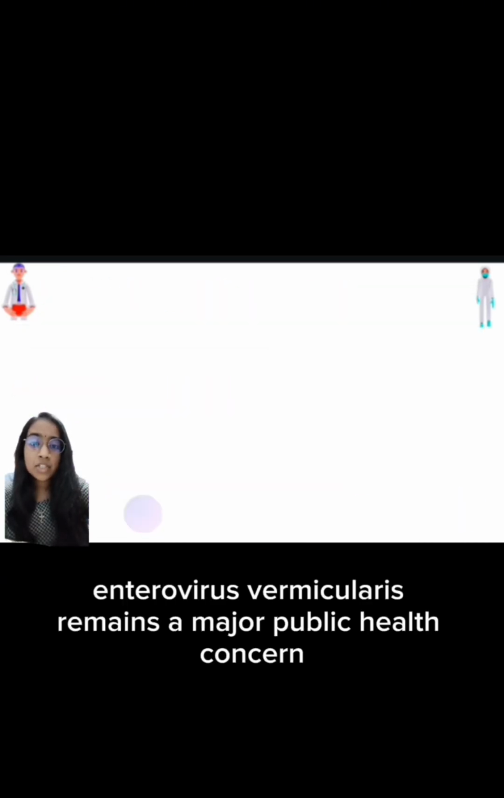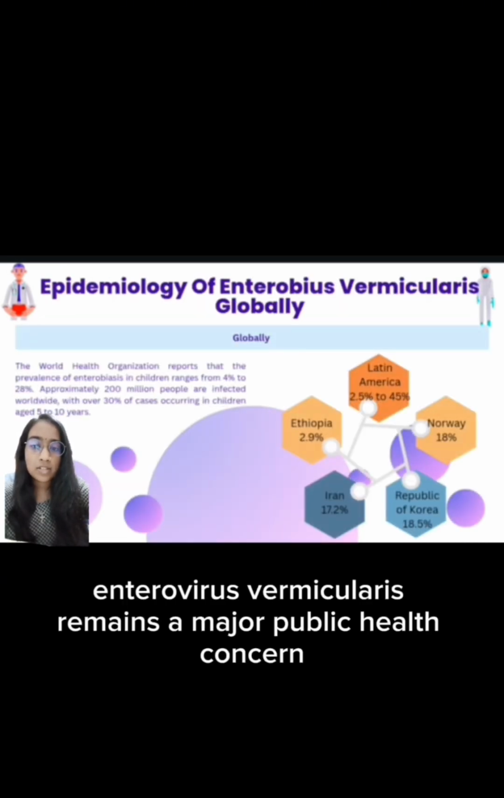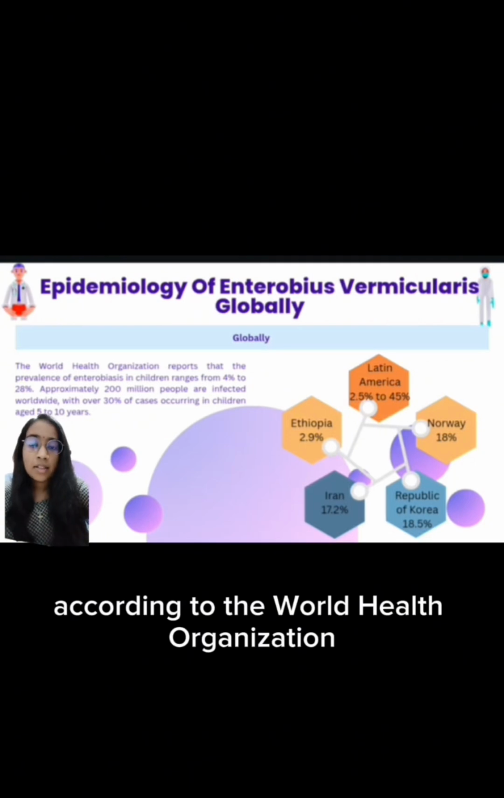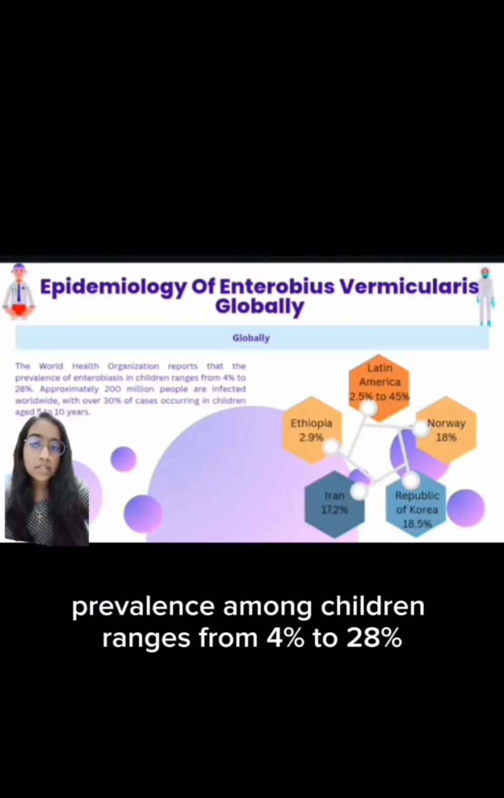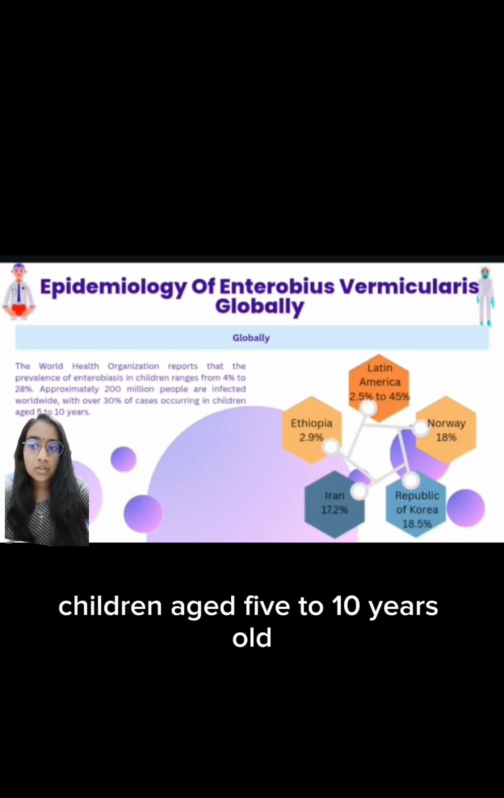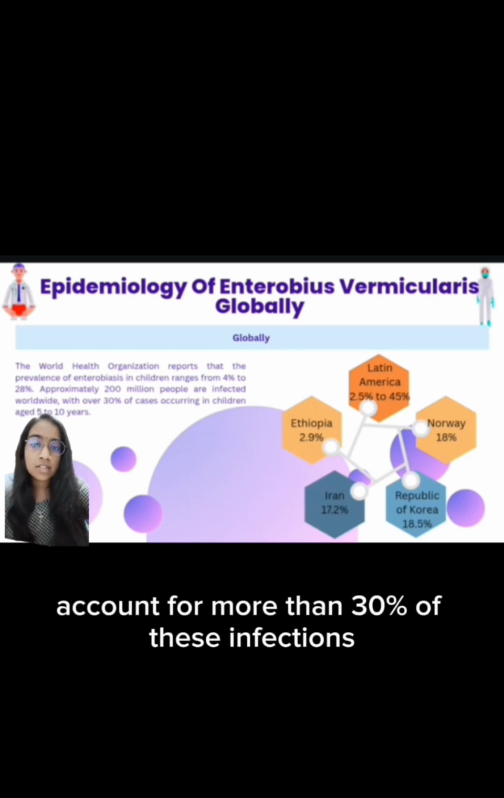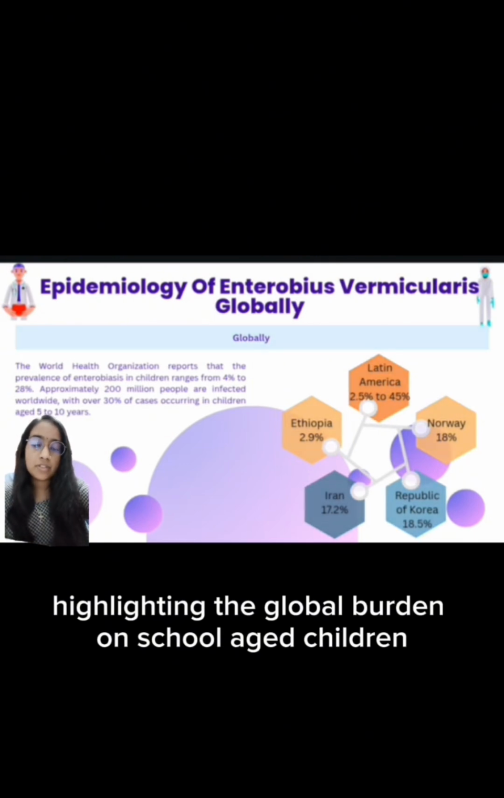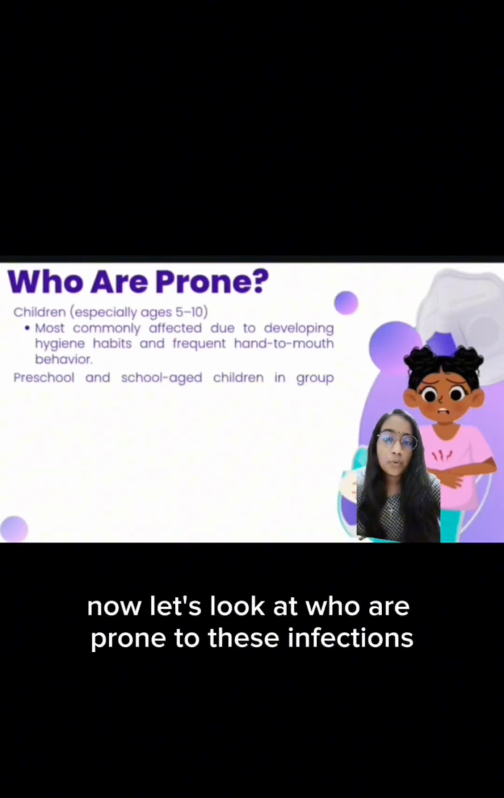Globally, Enterobius vermicularis remains a major public health concern. According to the World Health Organization, prevalence among children ranges from 4% to 28%. It is estimated that around 200 million people are infected worldwide. Children aged 5 to 10 years old account for more than 30% of these infections, highlighting the global burden on school-aged children.